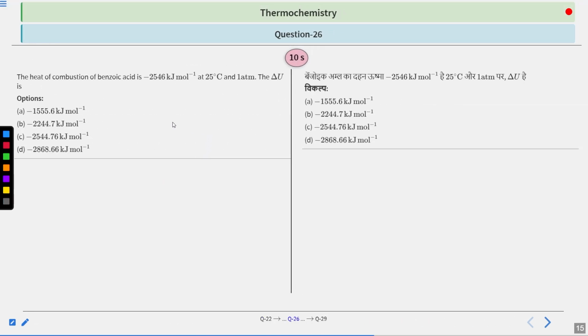The heat of combustion of benzoic acid is minus 2546 kilojoule per mole at 25 degrees Celsius and 1 atm. The delta U is: options are A minus 1555.6 kilojoule per mole, B minus 2044.7 kilojoule per mole, C minus 2544.676 kilojoule per mole, D minus 2868.66 kilojoule per mole. Now the hint of this question is, I think, very obvious: you write the conversion of this and then calculate delta U. Actually nothing more to be said in this question. So your 10 seconds to solve this question starts now.